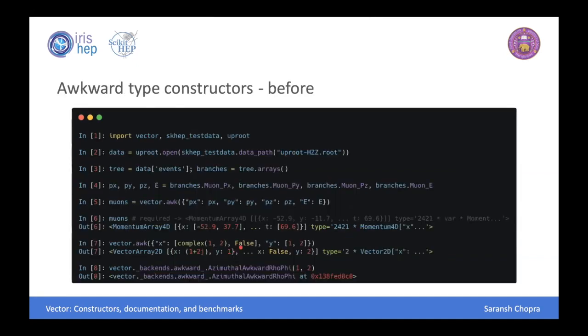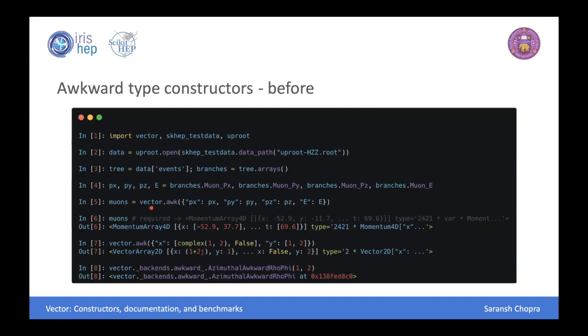Moving on to the awkward constructors, and here I'm taking the example from the slides before. So using skhep_testdata to load the uproot HZZ file, and then reading the tree, taking in the branches, which are essentially awkward arrays. So this also shows how vector integrates with the existing scikit-hep packages. Though I'm not importing awkward directly here, these variables px, py, pz, and e are essentially awkward arrays. So you can pass these inside vector.awk or awk.